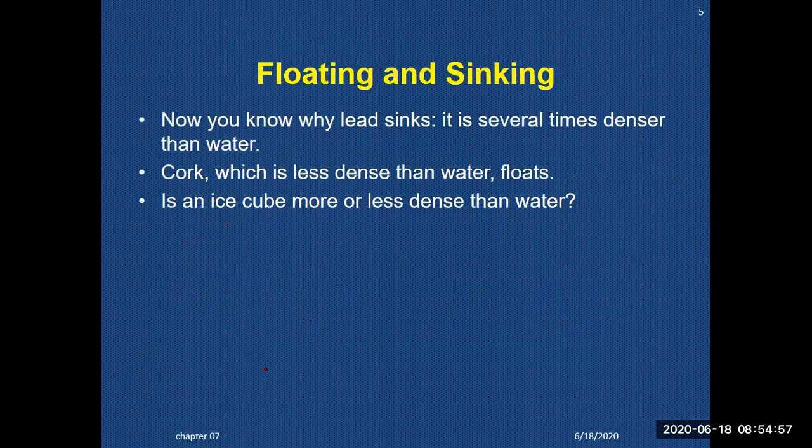So floating and sinking: lead sinks because it is several times denser than water. Why does iron or metal sink? Because it is several times denser than water. That is why metallic objects, stones and other blocks sink. Cork, which is less dense than water, will float. This is the reason: cork has less density.